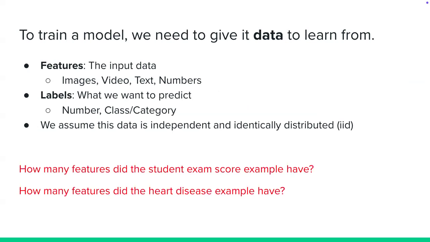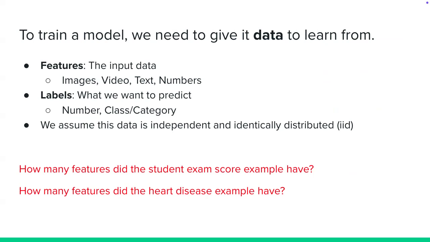So how do we train a model? It is really important to give it a lot of data to learn from. The data has 2 parts. The first part is called the input data, or the features. This looks like images, video, text, or numbers. And labels are what we want to predict. This could be a real number, like regression, or a specific class or category, like classification.